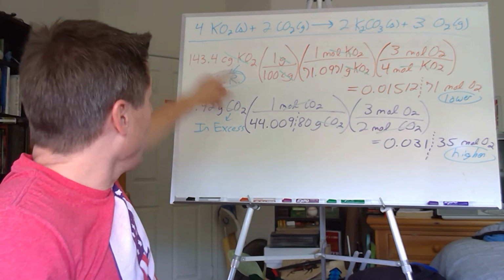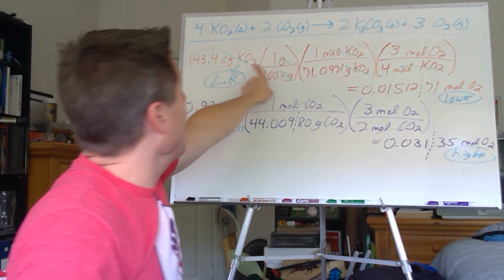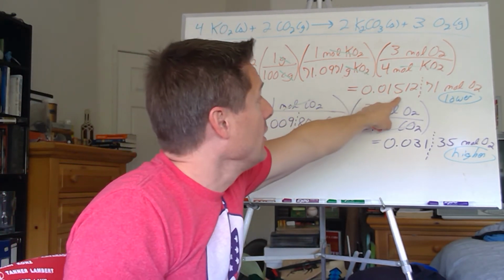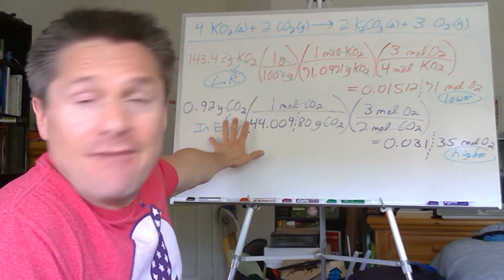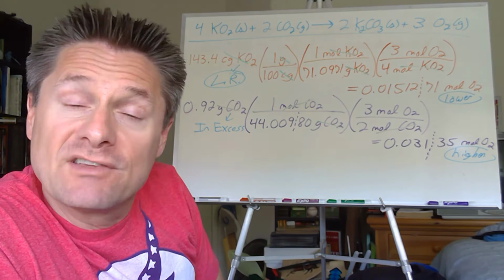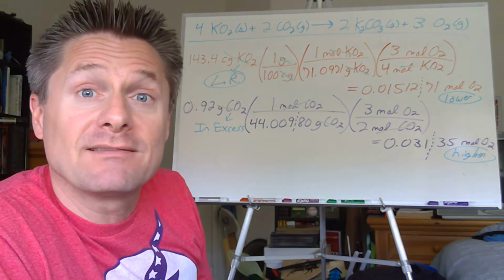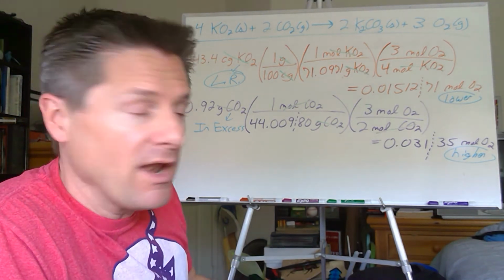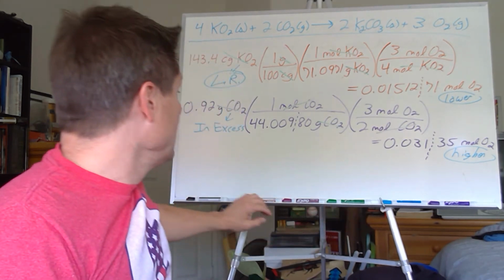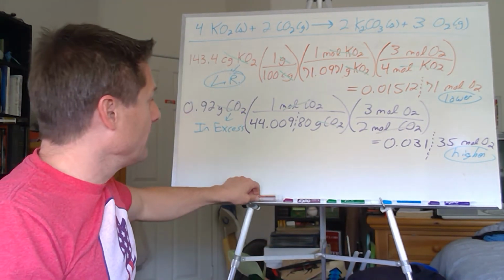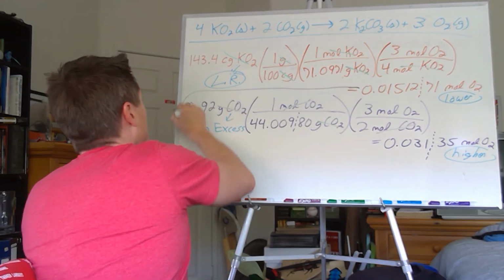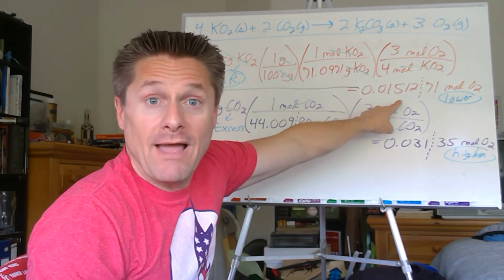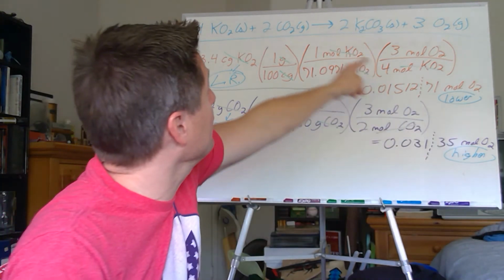So I've identified which one's my limiting reactant. The potassium superoxide will produce less oxygen, so that will run out first. And I'll have excess carbon dioxide when it's done. And I could solve for how much excess carbon dioxide, how many grams or milligrams or whatever, if I wanted to, but it wasn't asked for in this problem. So now that we've identified our limiting reactant, let's take that lower value, come down, and convert it to whatever units were asked for.